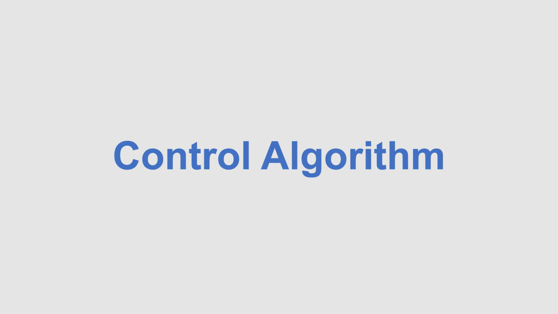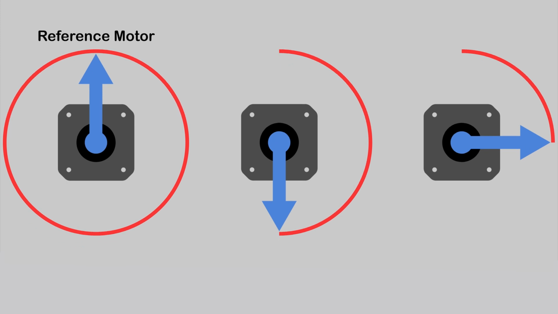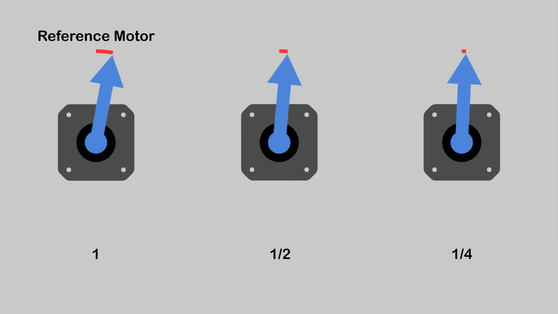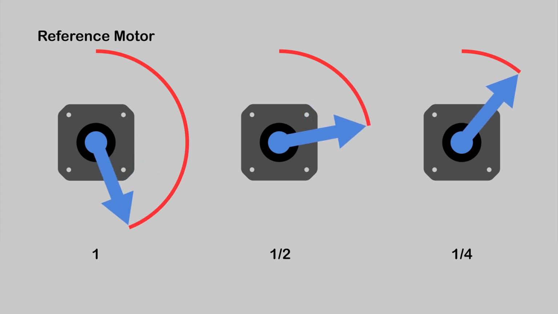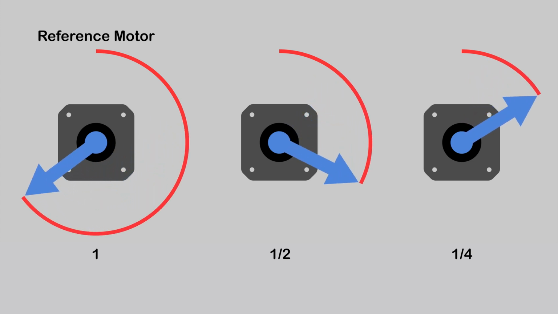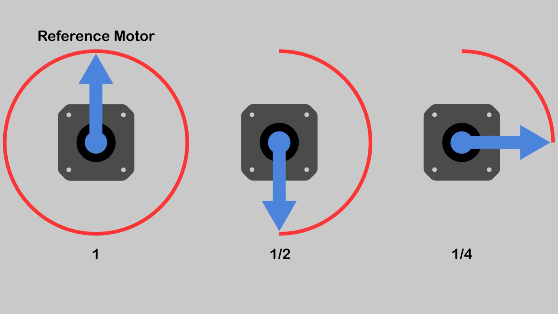Here's how the algorithm works. We start by identifying the stepper motor that needs to rotate the largest angle. This motor becomes our reference or independent variable. Next, we calculate how much each of the other motors need to move in proportion to the reference motor. As the reference motor moves one step, the other motors take steps based on their calculated ratios. This keeps the motors synchronized so that they reach their target positions at the same time.